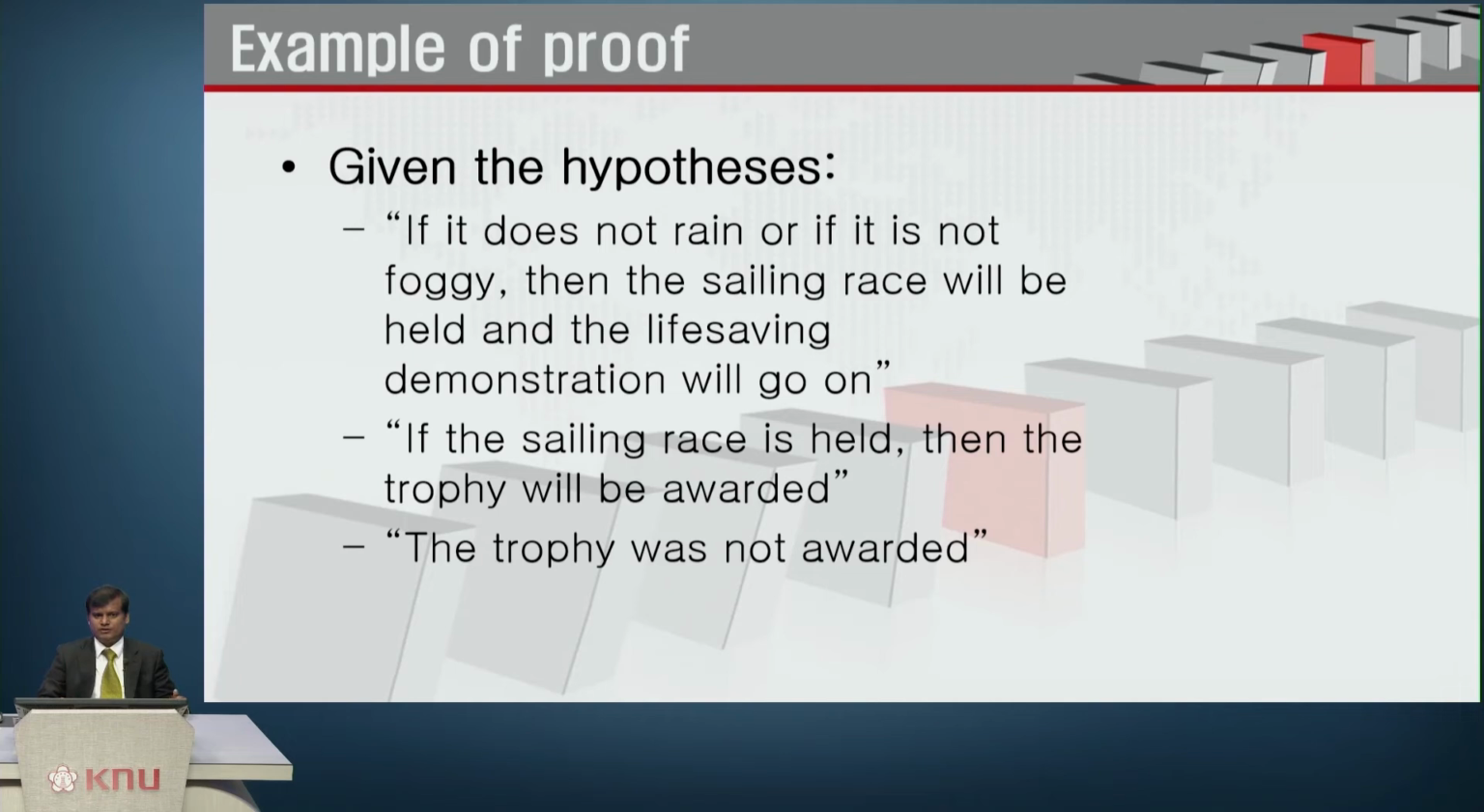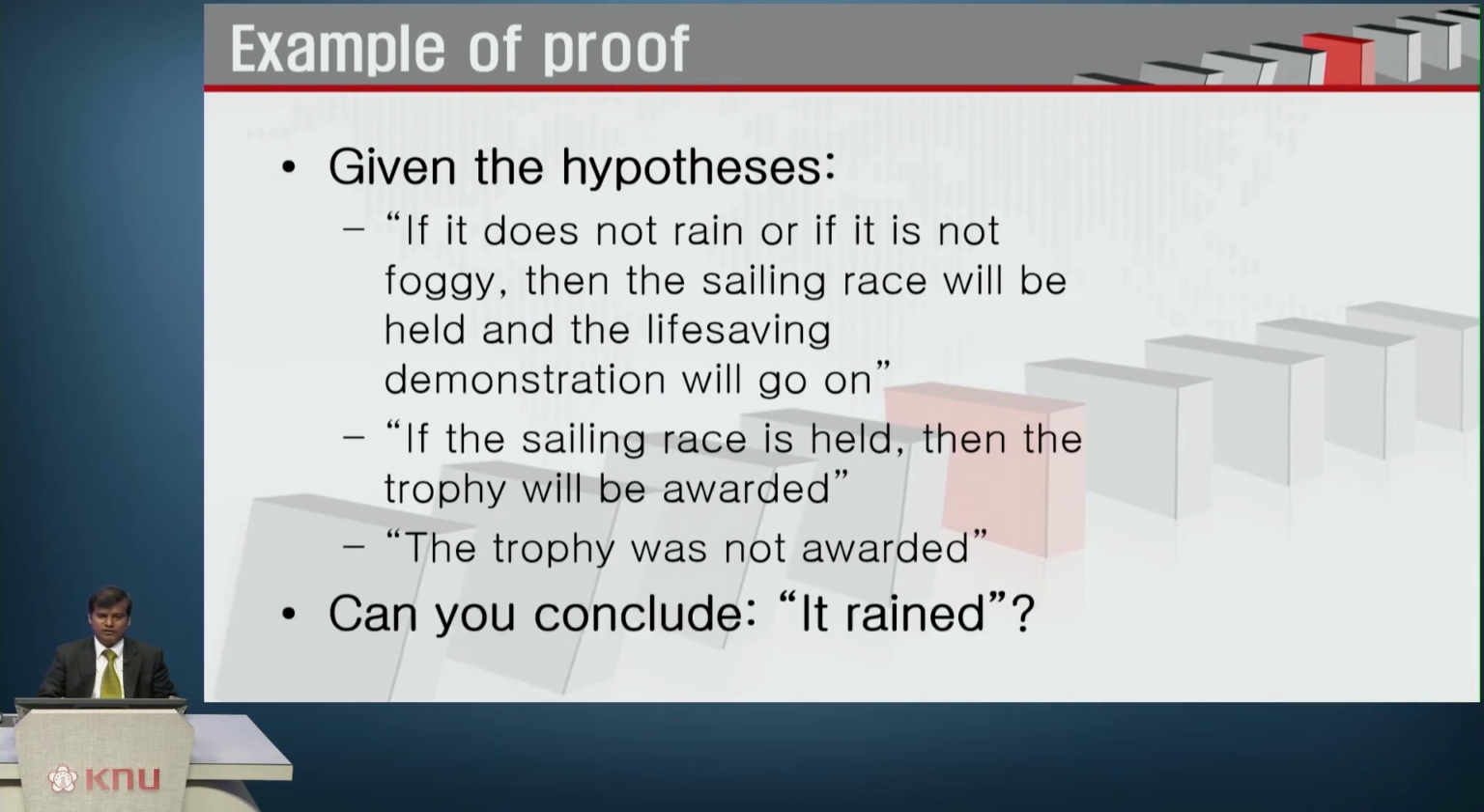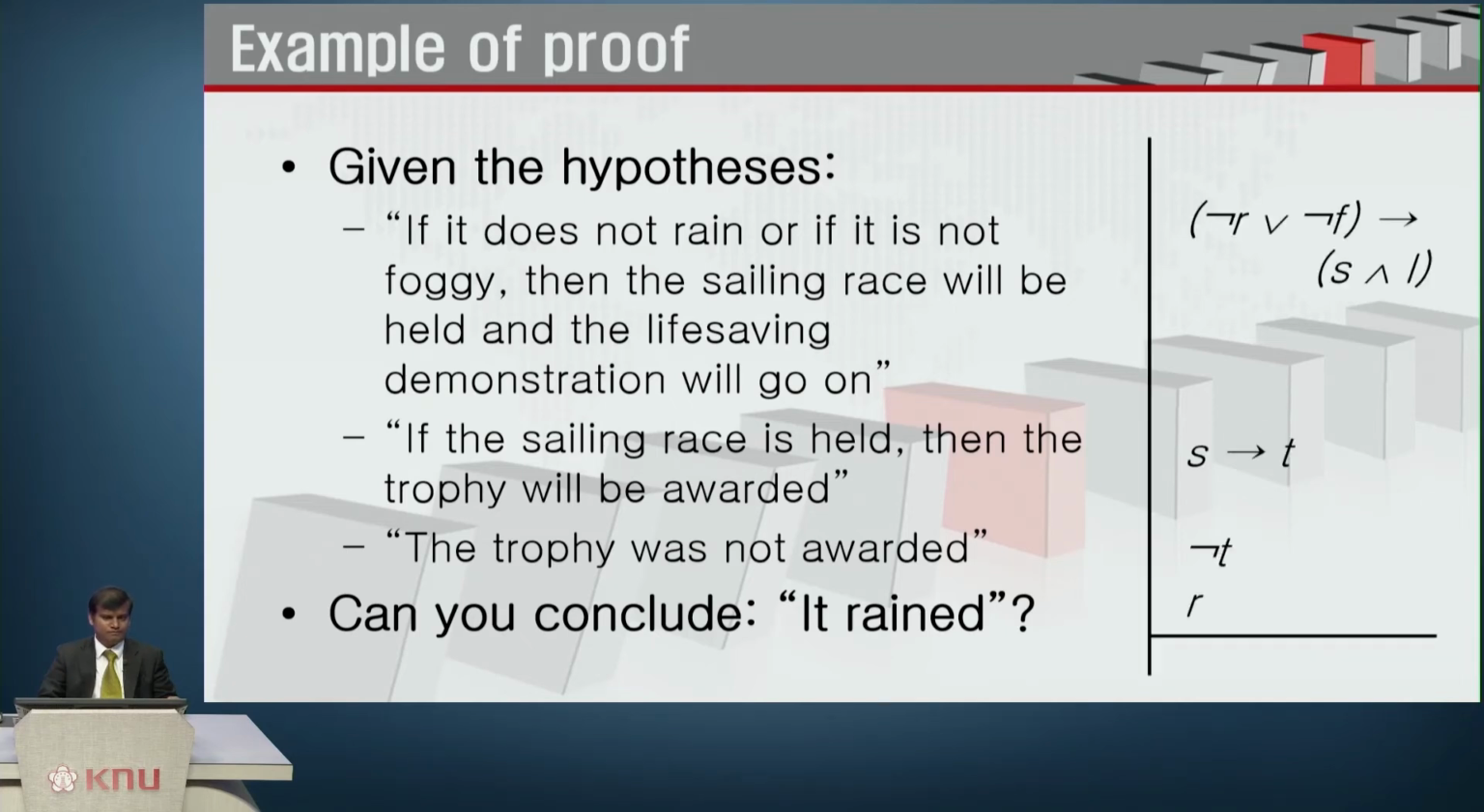So given a hypothesis: if it does not rain or if it is not foggy, then the sailing race will be held and the life-saving demonstration will go on. This is a hypothesis. If the sailing race is held, then the trophy will be awarded. Another hypothesis: the trophy was not awarded. Is that the conclusion? What do you make? Can we conclude that it has rained?